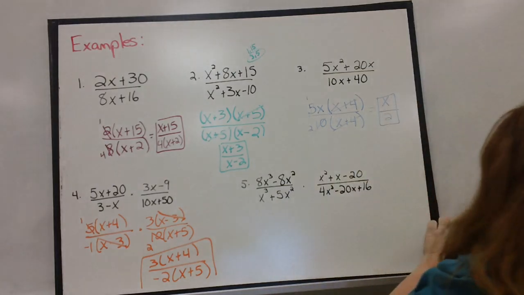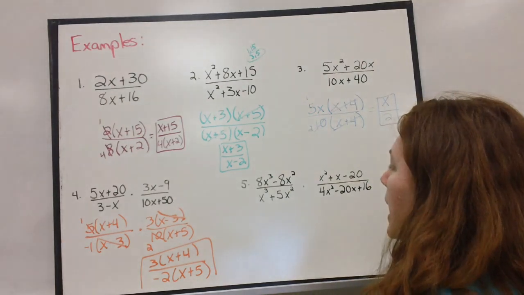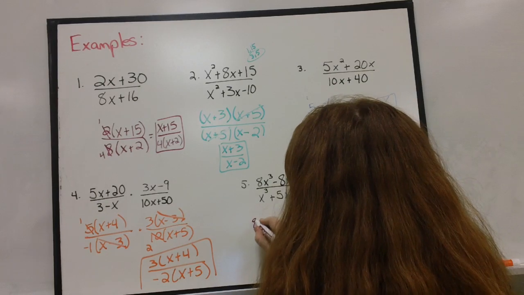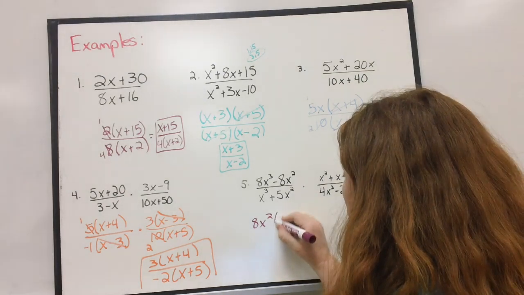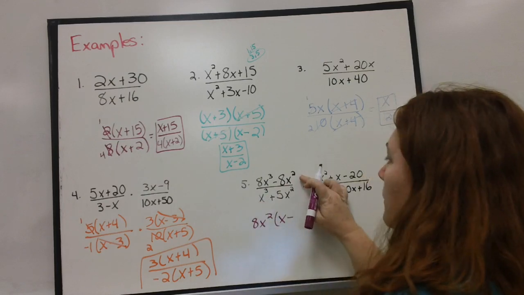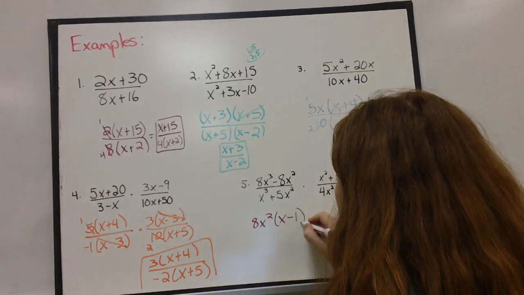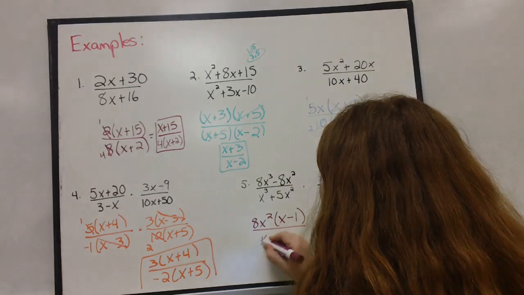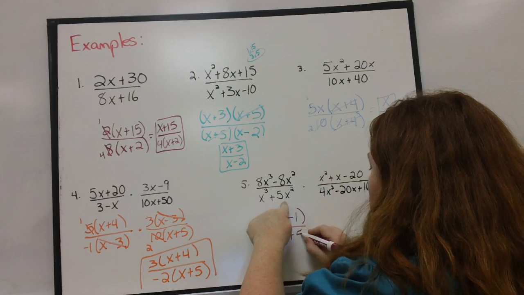Now, next one. This one's a bit tougher, so I thought I'd throw a really good hard one at you. I see a common factor of 8x squared. When I take out an 8x squared, I have an x, I have a minus sign, and when I divide 8x squared by 8x squared, I get 1. These have a common factor of x squared. When I take out an x squared, I have an x, and a plus, and a 5.